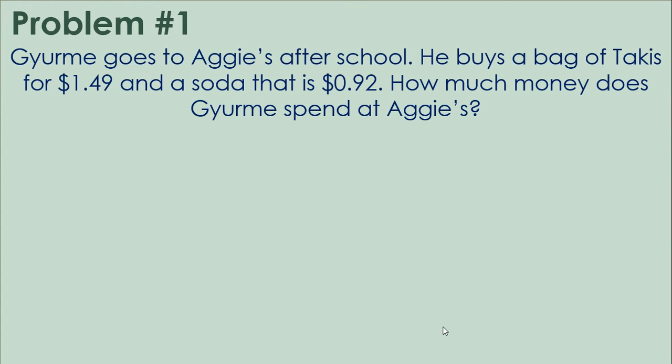Let's start with problem 1. Gyurme goes to Aggie's after school. He buys a bag of Takis for $1.49 and a soda that is 92 cents. How much money does Gyurme spend at Aggie's?